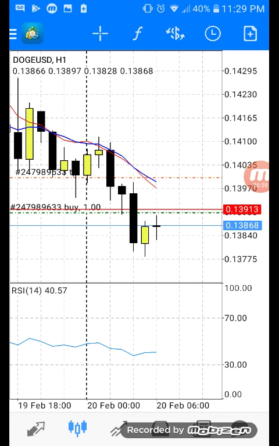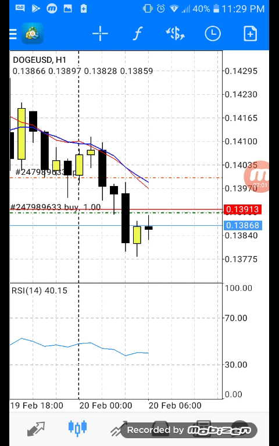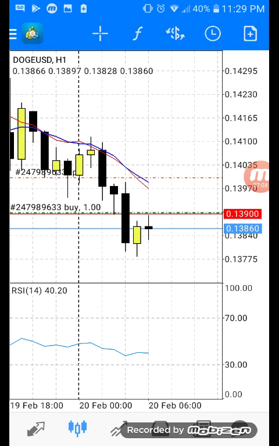So we're just waiting for that to happen. It's 11:29 right now, and we still have another 30 minutes until price can make this Morningstar pattern.